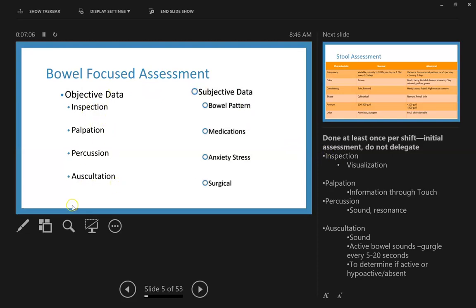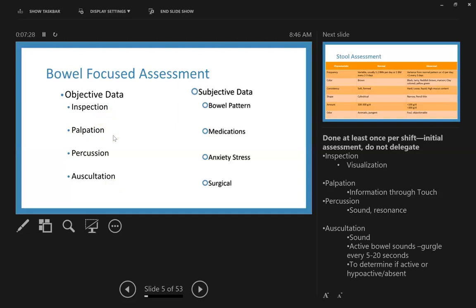All right, bowel focused assessment, so things that we're looking for. These are the 4 main assessment things that we do for the bowel, looking at the abdomen. These are out of order. There's a specific order to these, and it's going to be inspection first, we're just going to look, and then we're going to listen. We're going to auscultate.